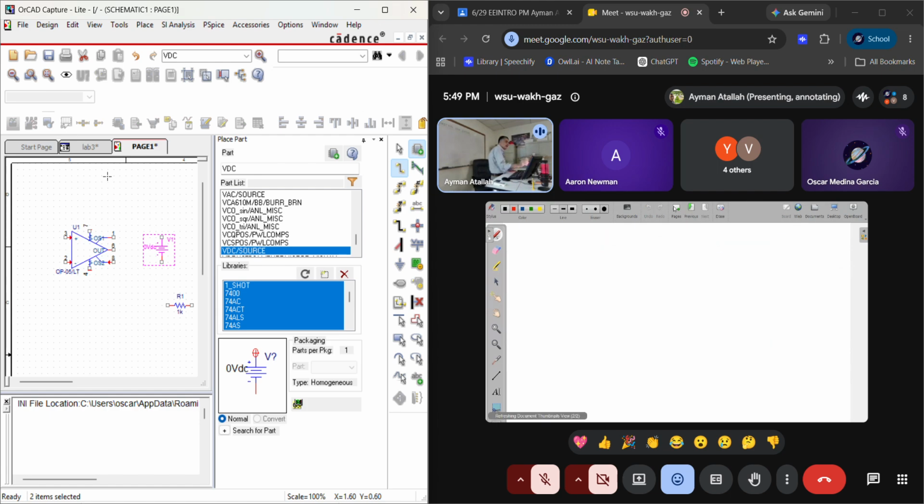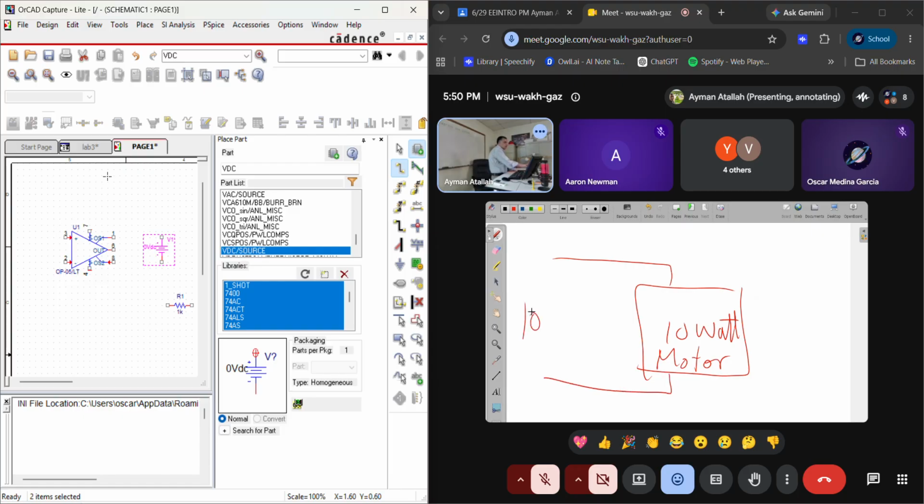If you have a motor, a 10 watt motor, and it runs with, let us say, 10 volt. Let me make it simple in calculations. So it's a 10 watt motor. If you connect 10 volt here, it will rotate. So what will be the current here? How much current will the motor get?